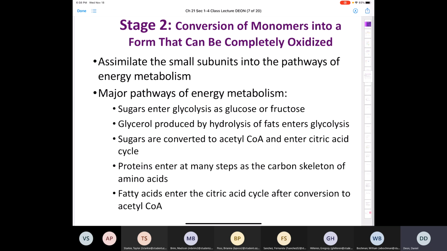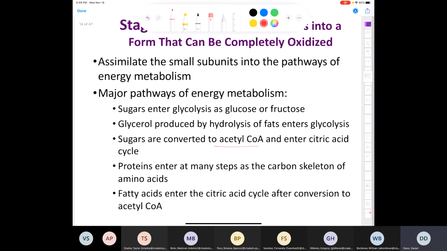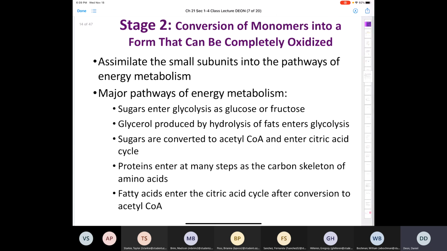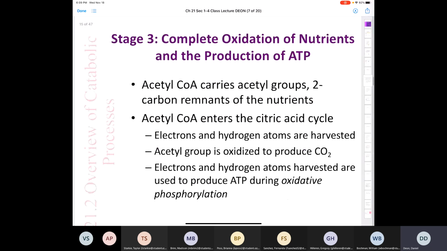It says here, what happens to sugars? Sugars enter glycolysis, that ancient pathway that we're going to talk about tonight, as either glucose or fructose. Glycerol, for example, can also enter glycolysis. Sugars are going to get converted into this molecule called acetyl coenzyme A. They can go directly into the citric acid cycle. Proteins enter at many steps as the carbon skeleton varies, and fatty acids can enter the citric acid cycle after conversion into this molecule called acetyl coenzyme A. And of course, we'll look at the structure of that molecule.